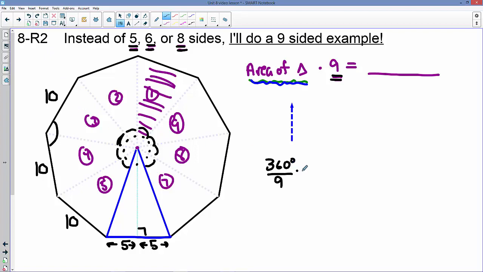I'm going to use this angle. I think it's the easiest way because 360 is always the same. Right? So you just take 360 divided by 9 in your calculator. And, of course, you get 40 degrees.